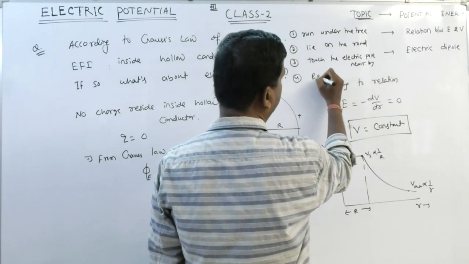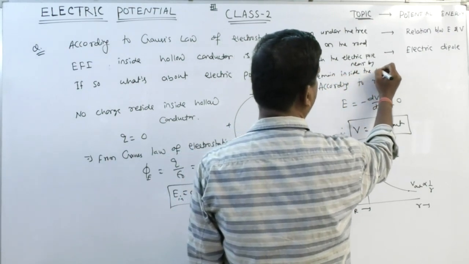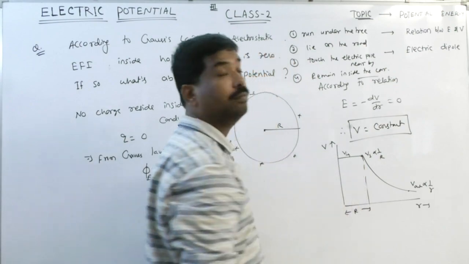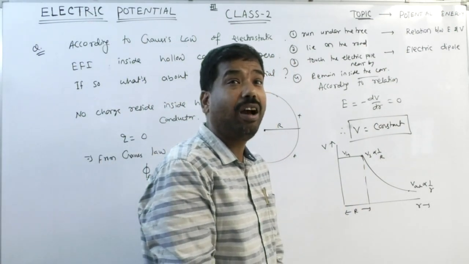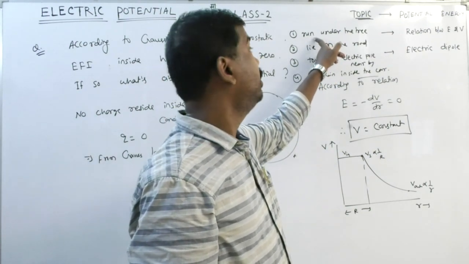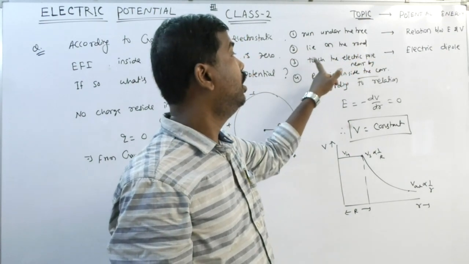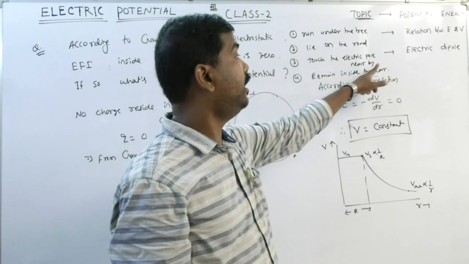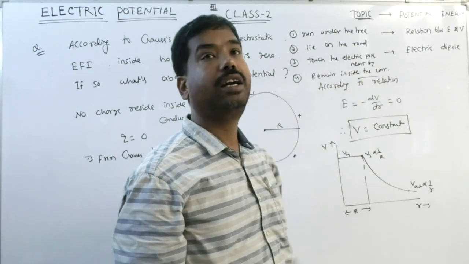Option number 4, remain inside the car. In a heavy lightning storm, a man is inside the car. What will he do? Come out of the car, run under the tree. Come out of the car, lie on the road. Come out of the car, touch the electric pole nearby. Option number 4, remain inside the car. What will he do?